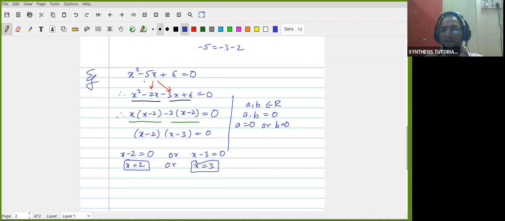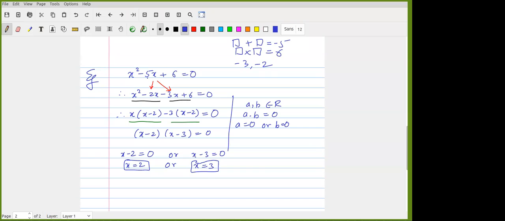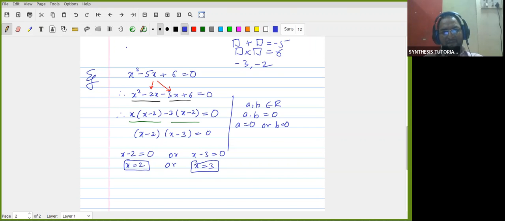Okay. Now I want to split this in such a way that when I add the numbers, I must get minus 5x, and when I multiply, I must get the coefficient. When I multiply them, I should get 6. That is why, you remember, earlier we did this work. We must multiply in such a way that we get 6, and add in such a way that we get minus 5, right? And you said it is minus 3 minus 2. Yes or no? So see, now I can write my minus 5 as minus 2 minus 3. Yes or no?